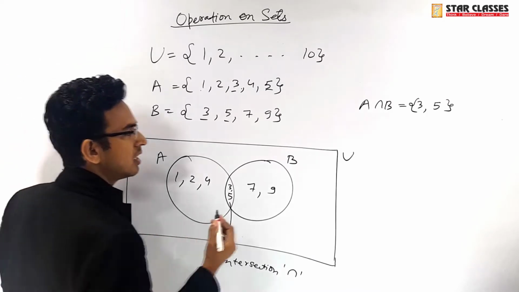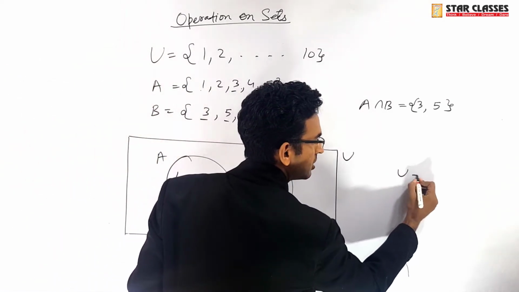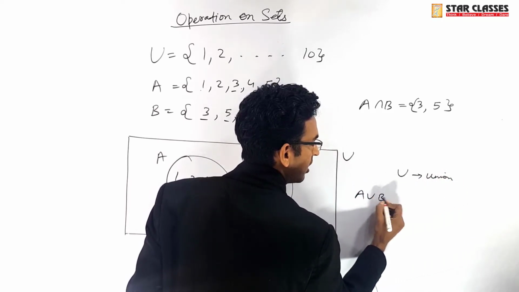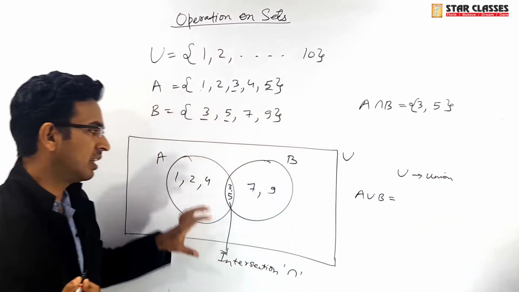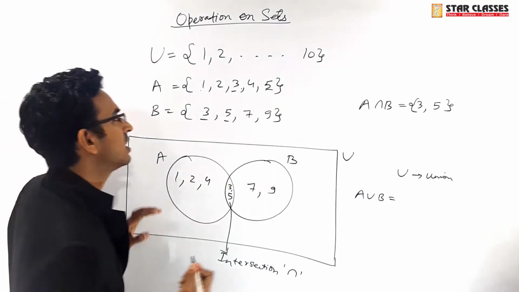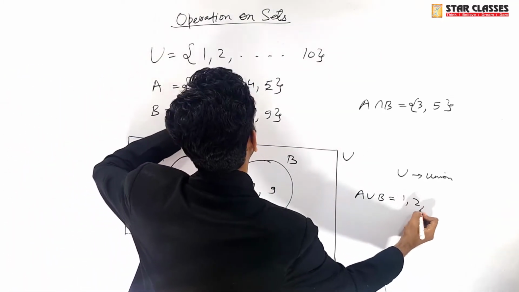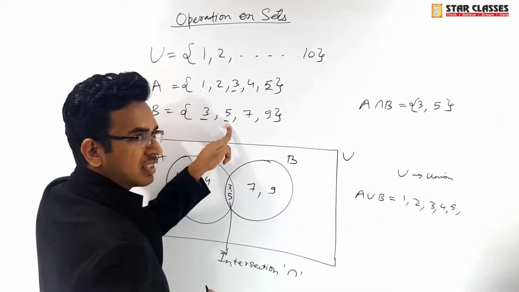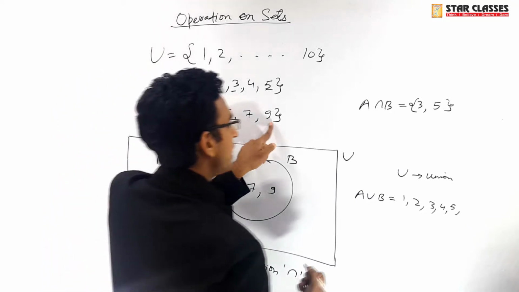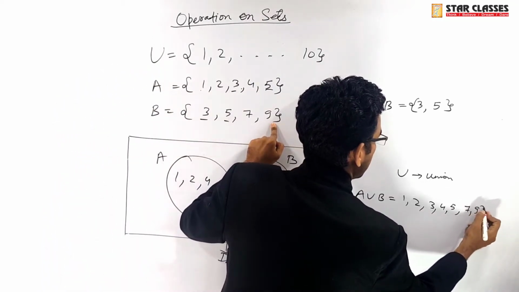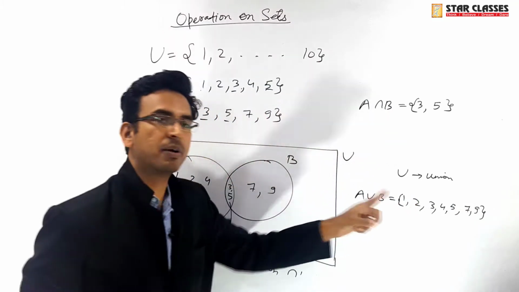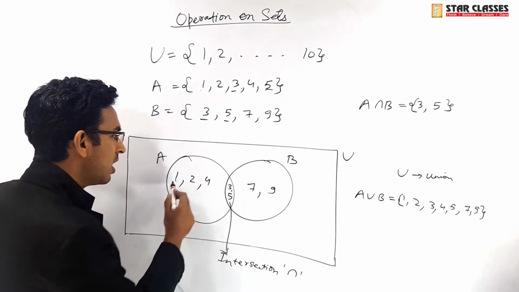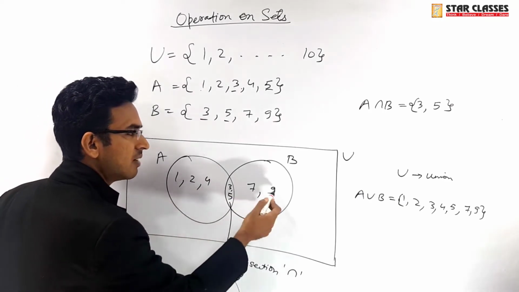Now let us find the union. Union is denoted by U. A union B will be everything that comes under A and B. So you can say 1, 2, 3, 4, 5, and 3 and 5 are again there, so they cannot be repeated. You will write 7 and 9. Everything you have to write, but only once. So 3 and 5 are there in both of these, but you cannot repeat them. So 1, 2, 4, 3, 5, 7, 9.